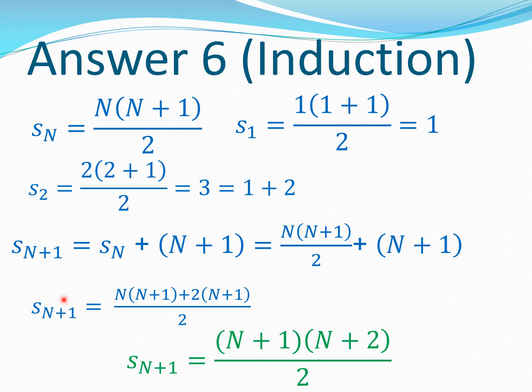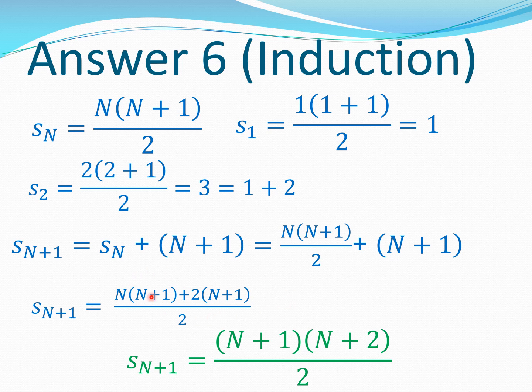Now what I do is I try to see what is the value of Sn plus 1, and that's going to be Sn plus n plus 1 here, because n plus 1 is the value of the n plus 1th term of this particular series. So I can write Sn from this formula, I add n plus 1, and so I get this equation here. What I've done is I've taken 2 in the denominator, this term is n into n plus 1, and this term has become 2 into n plus 1.